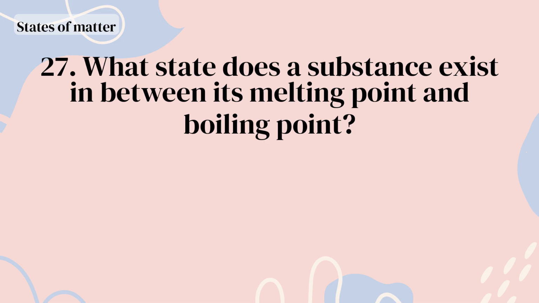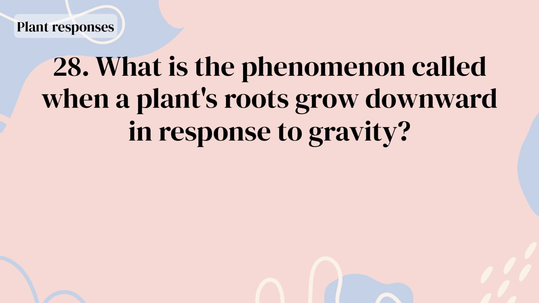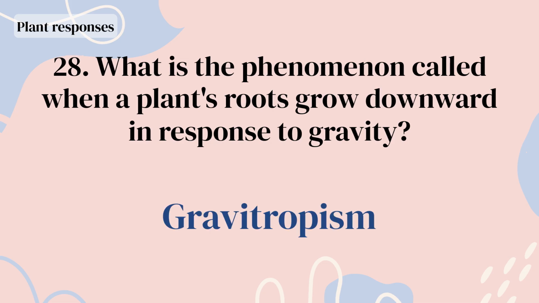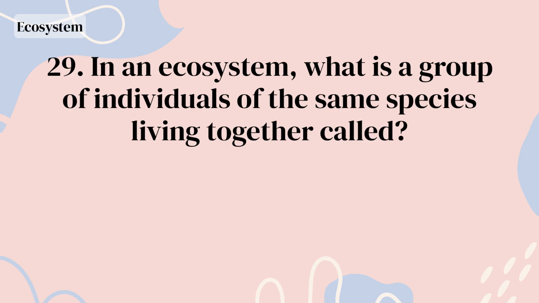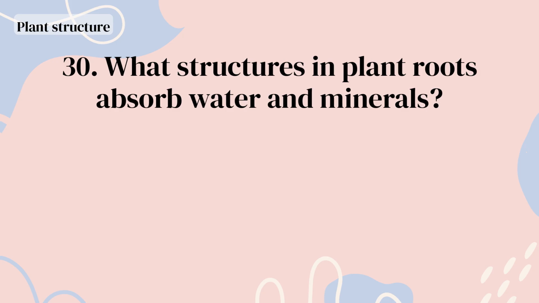Molecule. What state does a substance exist in between its melting point and boiling point? Liquid. What is the phenomenon called when a plant's roots grow downward in response to gravity? Gravitropism. In an ecosystem, what is a group of individuals of the same species living together called? Population. What structures in plant roots absorb water and minerals?